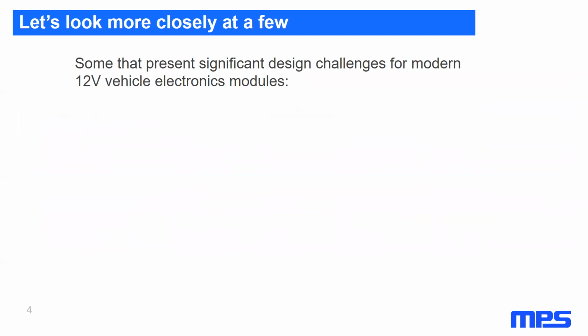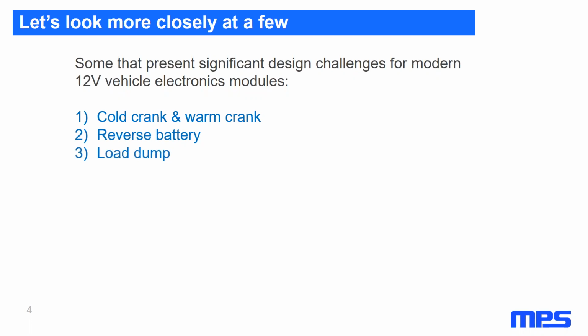Now that we have a basic understanding of some of the most common transient conditions, let's look at a few that can present significant design challenges for 12-volt modules. First, we'll look at start conditions, including cold crank and warm crank. Then we'll review reverse battery. And finally, we'll take a look at load dump.